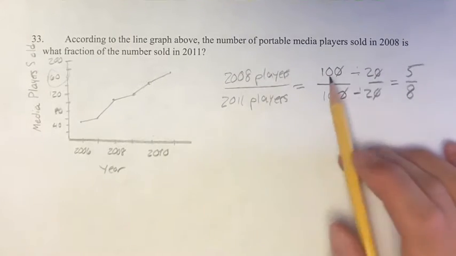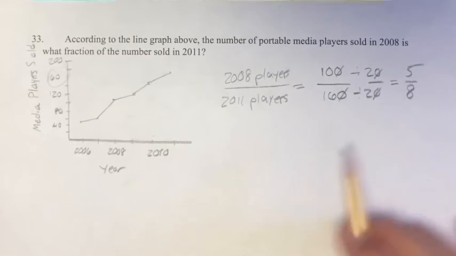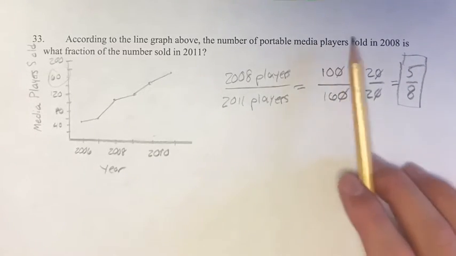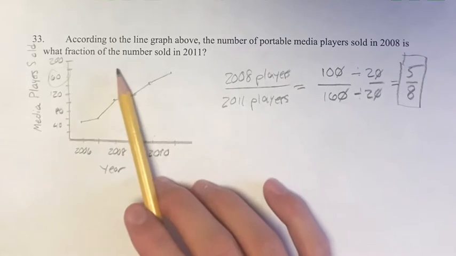So you have 10 divided by 2, 16 divided by 2, which is 5 over 8, which is going to be your final answer, the fraction of media players sold in 2008 out of media players sold in 2011.